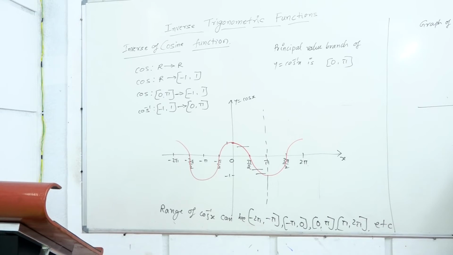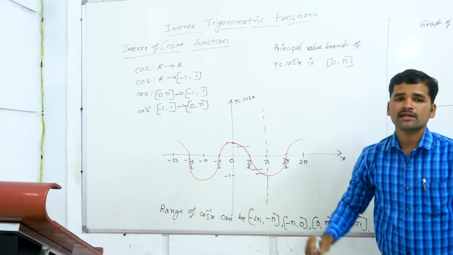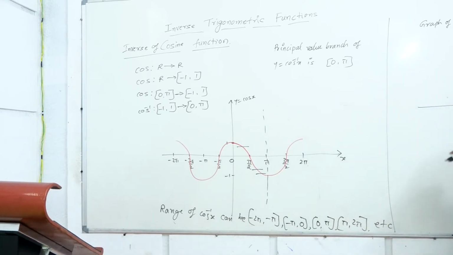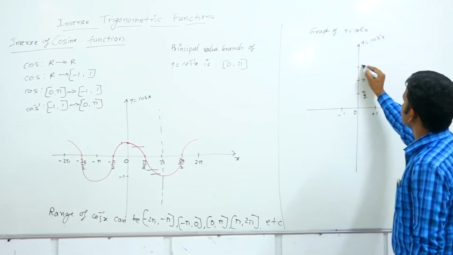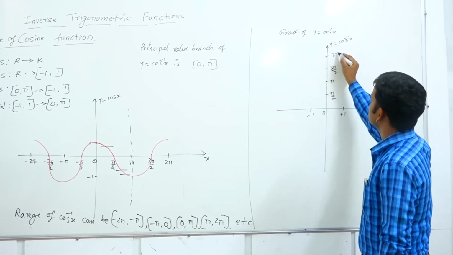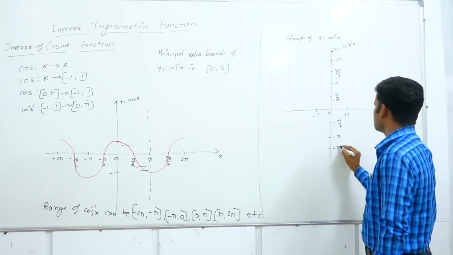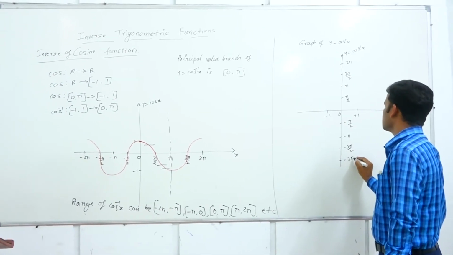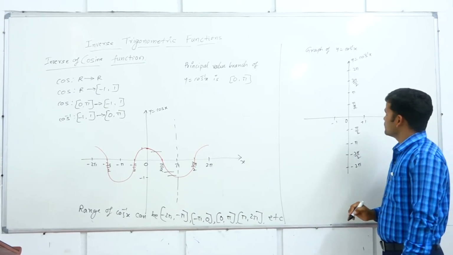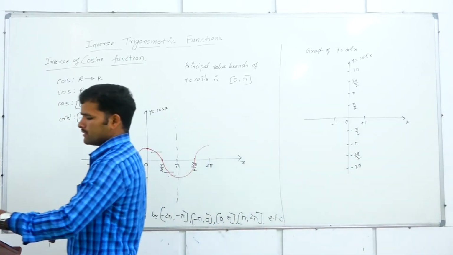On the x-axis we take domain values, all the values from minus 1 to plus 1, somewhere here minus 1, here plus 1. And its codomain values, the range values, we will consider on the y-axis, that is pi by 2, pi, 3 pi by 2, 2 pi, and here minus pi by 2, minus pi, minus 3 pi by 2, and minus 2 pi. Very simple to draw the graph. We will see.